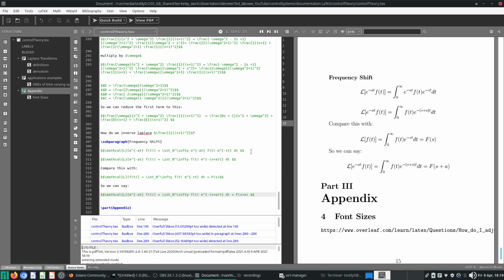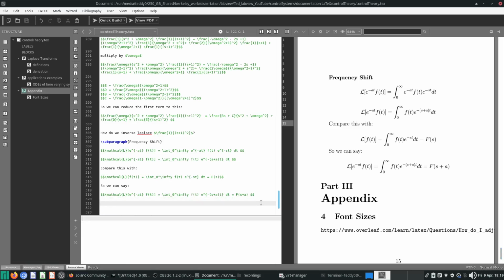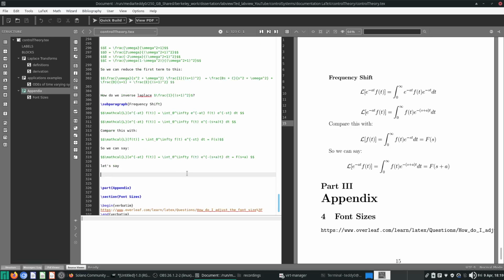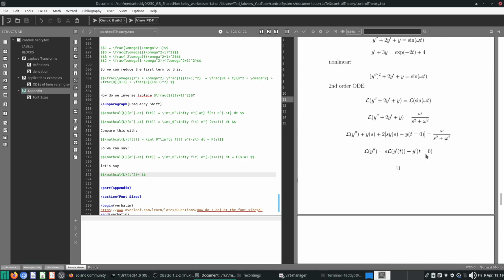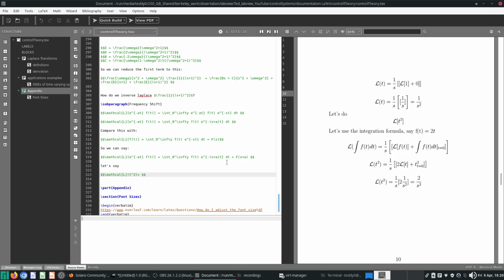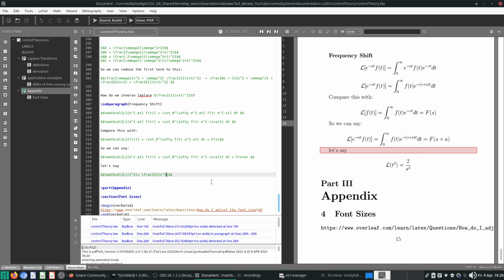Let me give you one example. Let's say you want to take the Laplace transform of t squared. What will this Laplace transform be? I think we saw this before. It's actually 2 over s cubed.